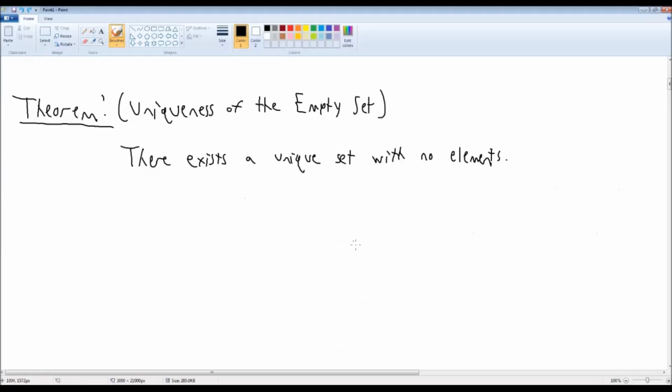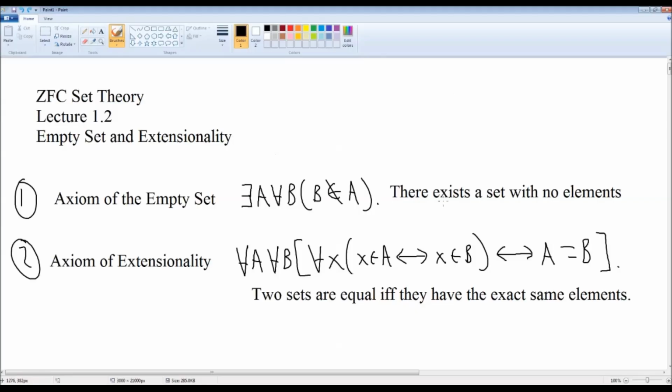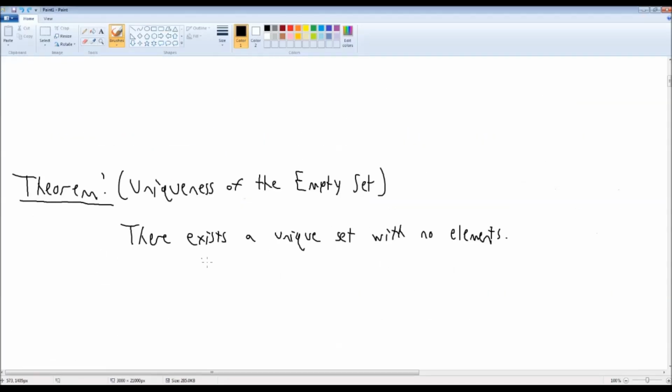Theorem 1, uniqueness of the empty set. There exists a unique set with no elements. Okay, so recall that axiom 1 told us there exists a set with no elements. However, it didn't tell us that there can only be one set with that special property. This theorem says that there exists a unique set with no elements.